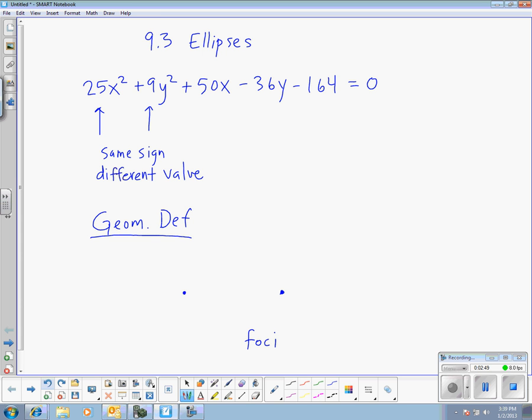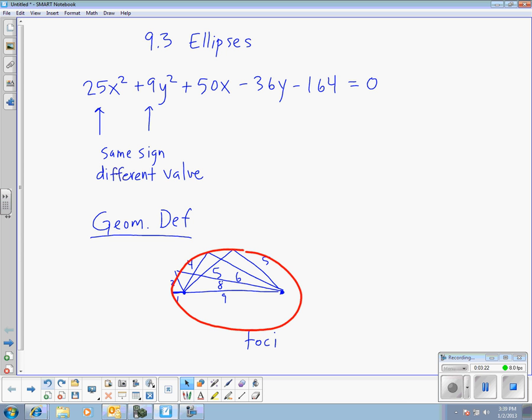But let's just say that that distance were 10. You might have 5 and 5 like that. You might have 4 and 6 like that. You might have 2 and 8 like that. All the way over to here to maybe 1 and 9. But if you did that for all possibilities, you end up tracing out a nice squished circle. It's called an ellipse. And the demonstration will help a lot on that.